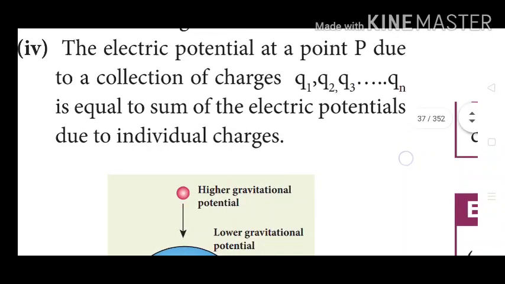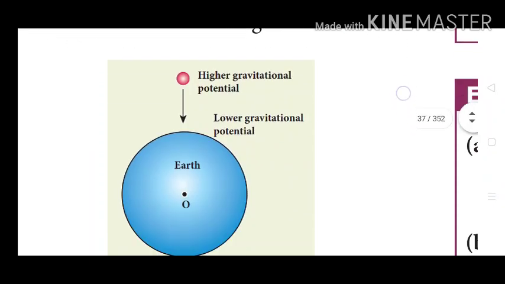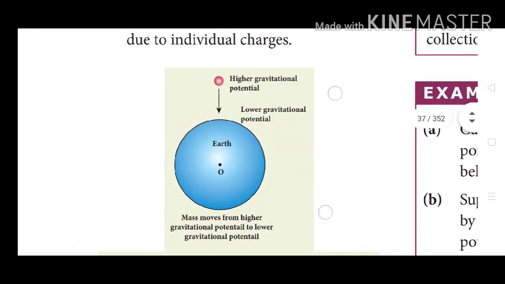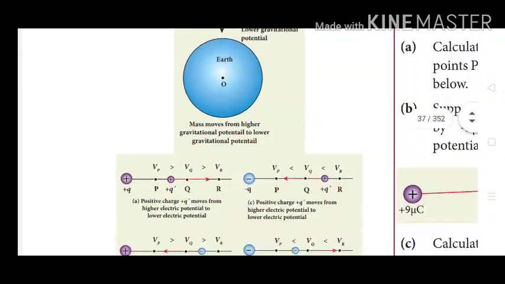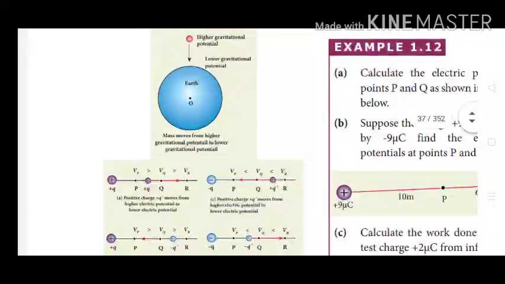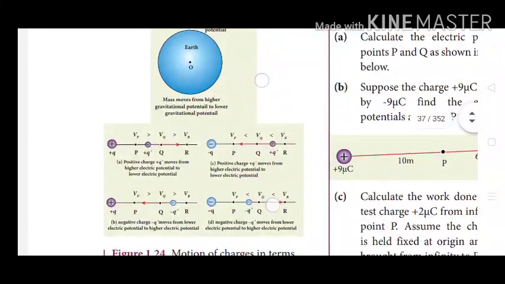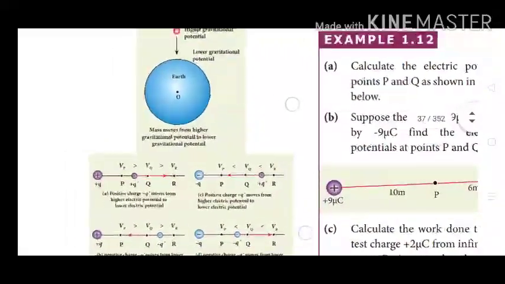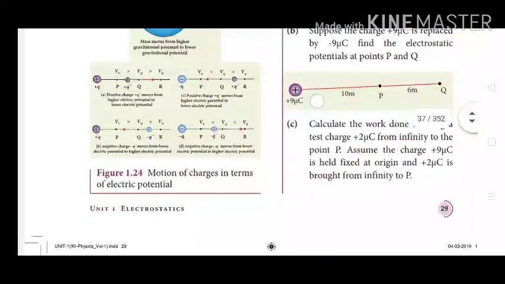Fourth point is the electric potential at a point P due to a collection of charges Q1, Q2, Q3, dot dot, Qn is equal to the sum of the individual potentials. Children, see that diagram. We can understand the electric potential due to positive and negative charges.